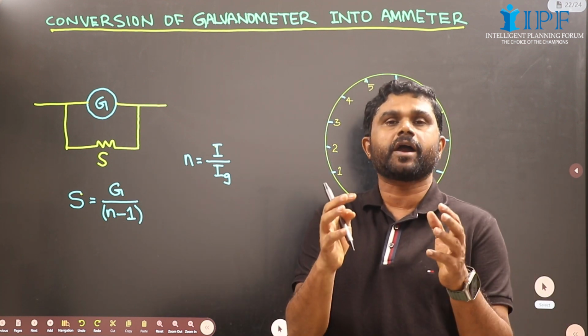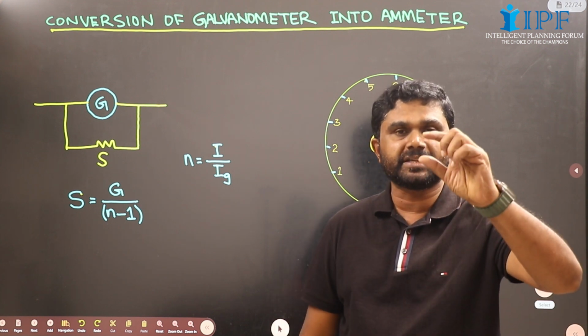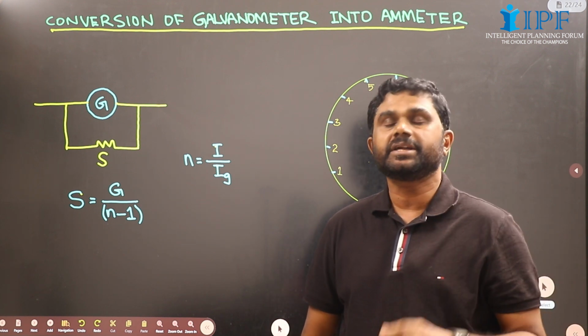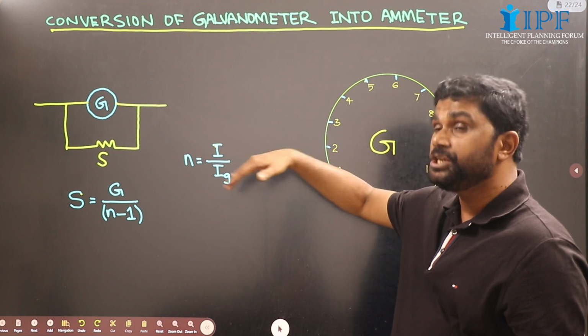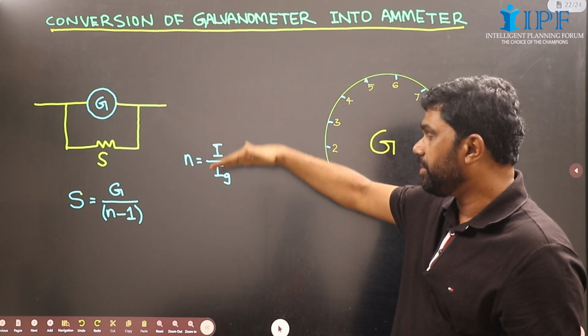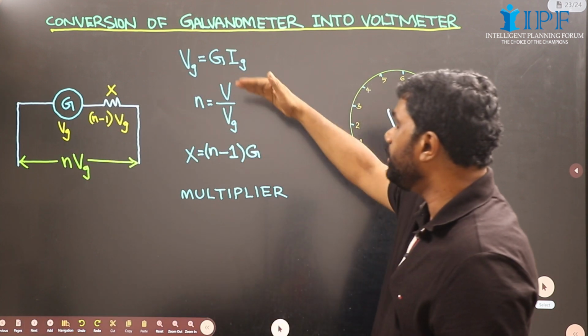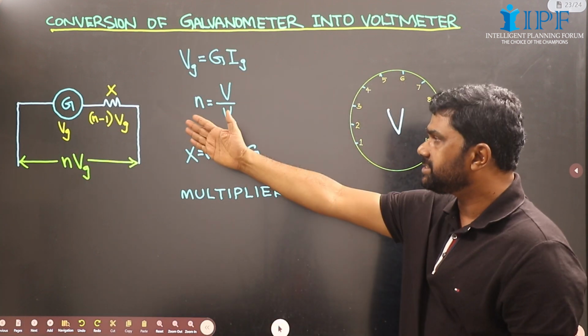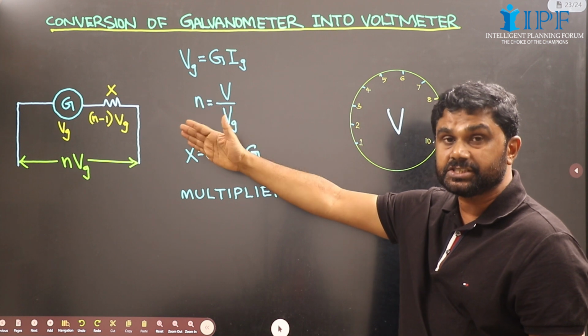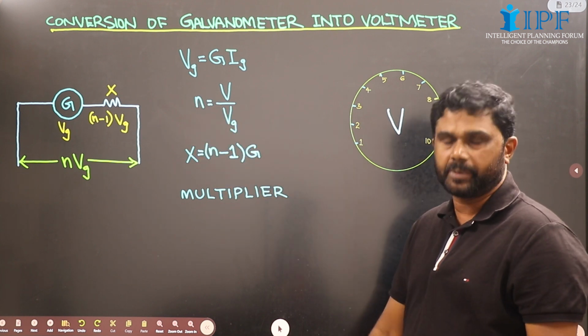So first thing you have to do is find that factor N. It is the maximum range into which it is to be converted, I divided by Ig. In case of a voltmeter it is V by Vg. This high resistance that is to be connected in series with a galvanometer is called a multiplier.